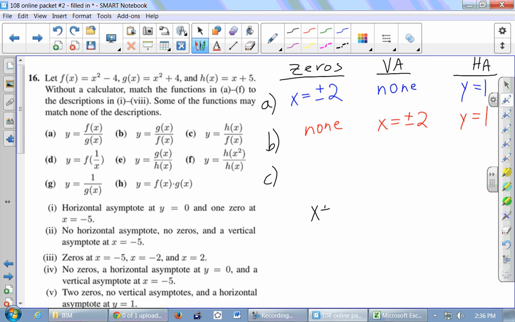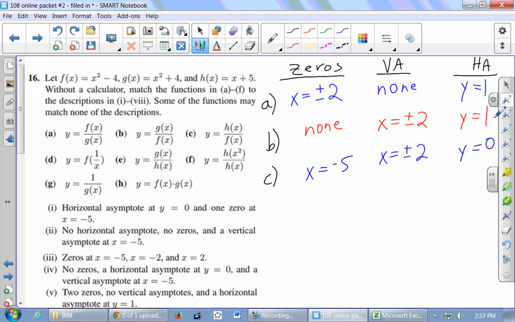Okay, so upstairs is x plus 5, downstairs is x squared minus 4. So the zeros happen when the top is 0. That's at x equals negative 5. Vertical asymptotes are when the bottom is 0. That's at plus or minus 2. Horizontal asymptote, this one's different. So here the higher power is downstairs, which means the bottom is going to infinity a lot faster than the top. So the bottom is going to win, and eventually the whole fraction approaches 0. So y equals 0 is the horizontal asymptote there.